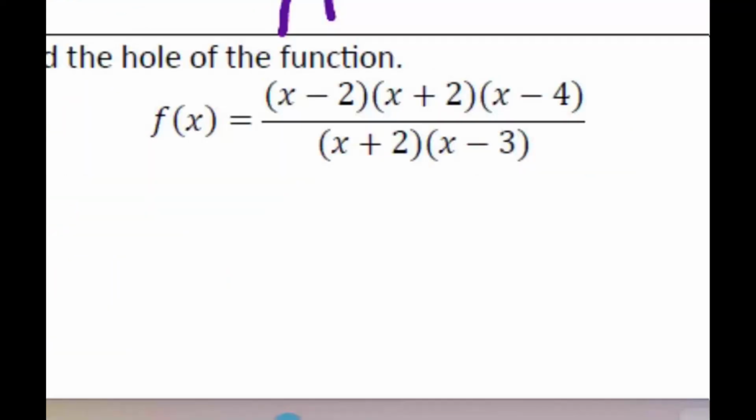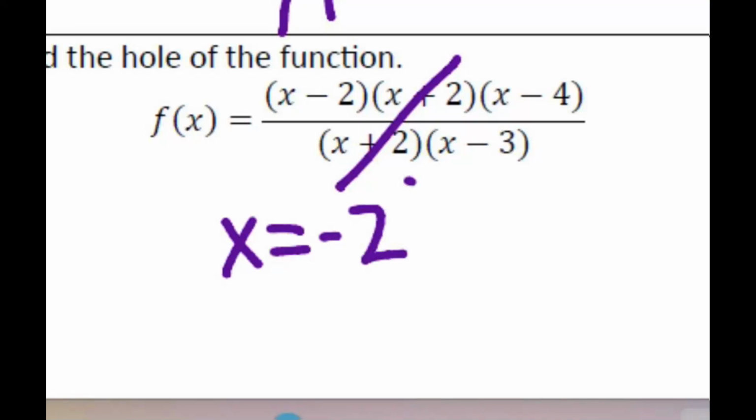Find the hole of the function. You don't need to tell me the y value, but we're looking for the common factors that cancel. So since I had an x plus 2 in the numerator and denominator, I have a hole at x equals negative 2.